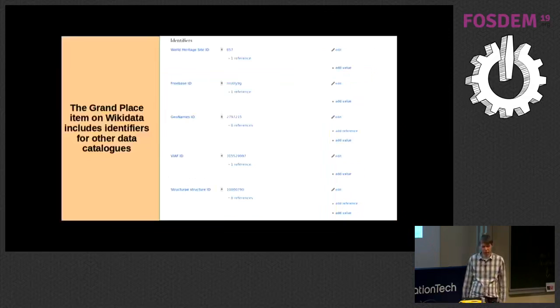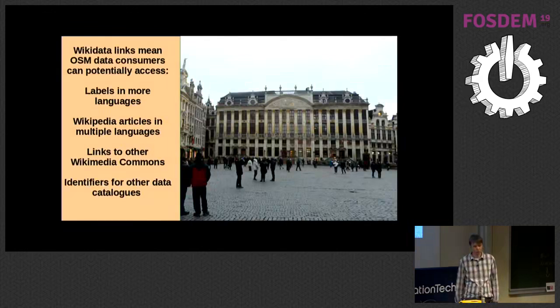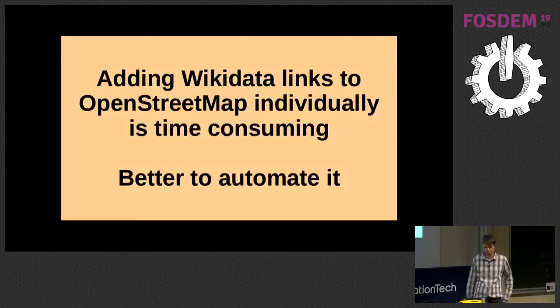And we get some external identifiers. So the Wikidata has links into the Freebase ID, and it has the GeoNames ID or the World Heritage Site ID. All very useful. Just by having the Wikidata link, we've got linked into these external catalogs. So just to recap, this is what we get: labels in more languages, links to Wikipedia, links to Wikimedia Commons, identifiers for other data catalogs.